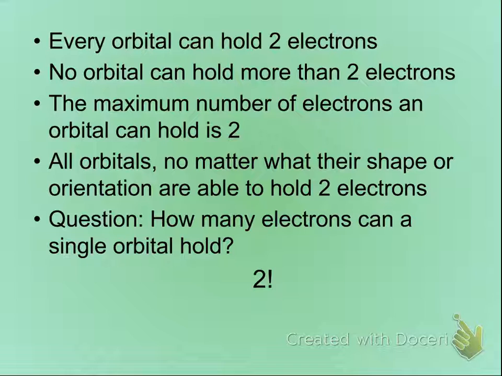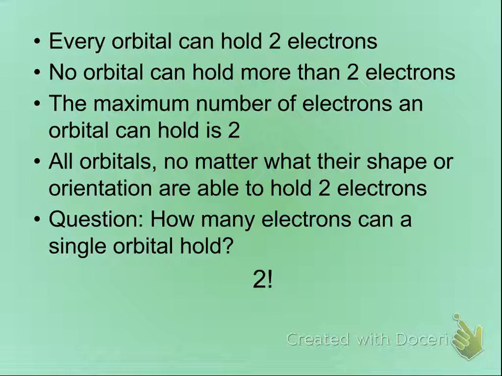An orbital can hold 2 electrons. Doesn't matter what energy level it's on, doesn't matter what shape it is. S, P, D, F, G holds 2 electrons. There is no orbital that can hold more than 2 electrons. The maximum number of electrons allowed in an orbital is 2. All orbitals hold 2 electrons, or can hold up to 2. How many electrons can a single orbital hold?